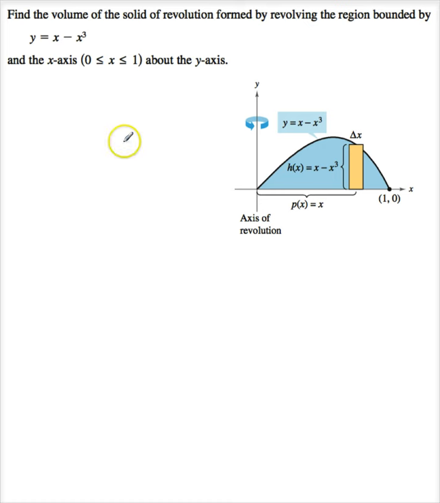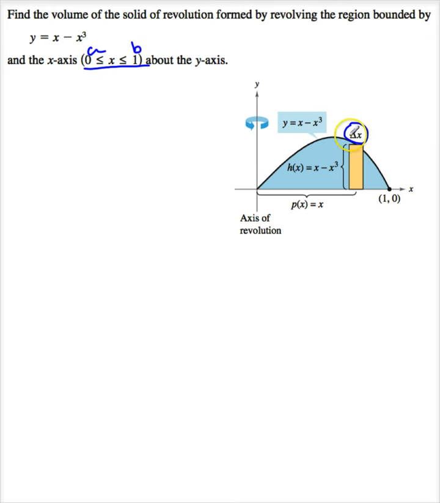Let's do one. Find the volume of the solid formed by revolving y equals x minus x cubed and the x-axis about the y-axis. So the first thing I want you to do is draw your diagram, which we have. Draw your representative rectangle. And when I do, there's my representative rectangle, and I have delta x. When I know I have delta x, that means I have to have everything else in terms of x: a and b, p of x, h of x, all of that. So in this example, I want it between 0 and 1.